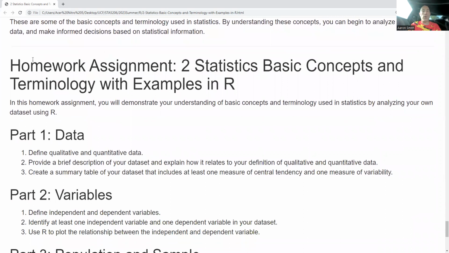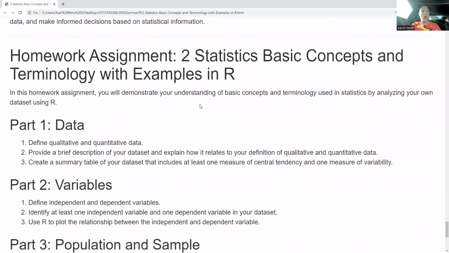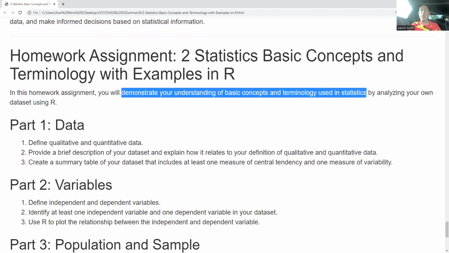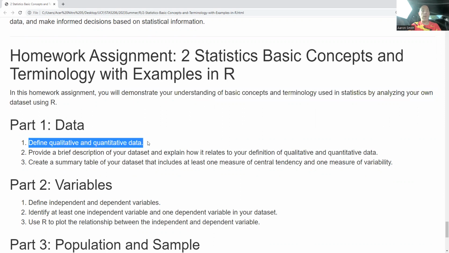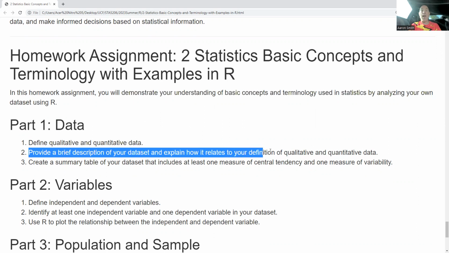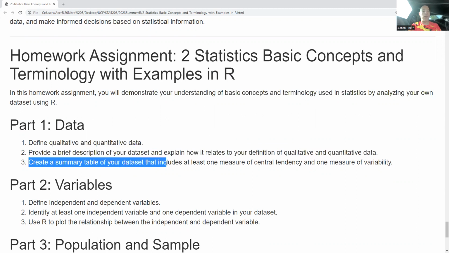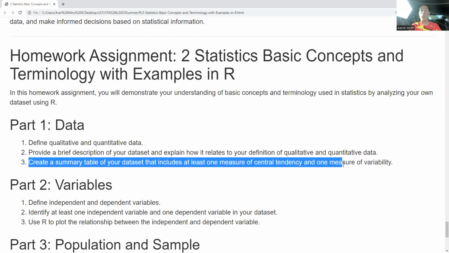All right, so for your homework assignments, you're going to demonstrate your understanding of basic concepts and terminology in statistics by analyzing your own data set using R. So part 1: define qualitative and quantitative data, provide a brief description of your data set, and explain how it relates to your definition of qualitative and quantitative data, and create a summary table of your data set that includes at least one measure of central tendency and one measure of variability.